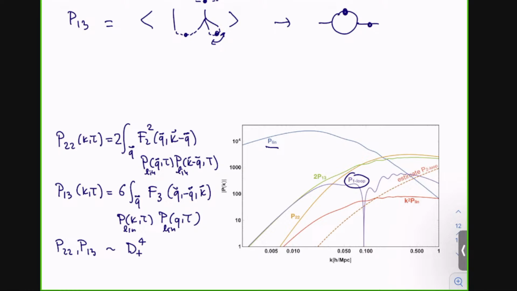And also, as you expect, this P1-loop is relatively small on scales which are mildly nonlinear, and eventually it becomes the same size as the linear theory around the nonlinear scale, which is approximately, I told you, 0.3 h inverse megaparsec at redshift 0. I think this plot was made for a slightly higher redshift, 0.6 or something like that, but it doesn't matter. Roughly speaking, around this scale, the loop contributions become as big as the linear theory, and this is naturally the place where perturbation theory breaks down.